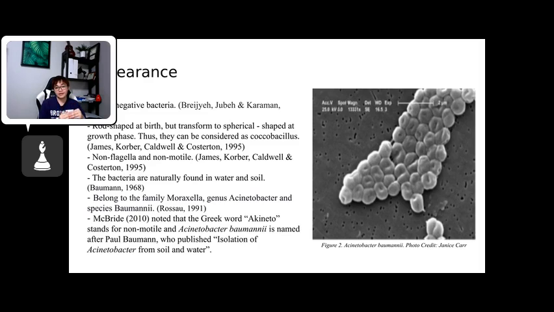Once again, these bacteria are naturally found in soil and water. They belong to the family Moraxellaceae, genus Acinetobacter, and the species baumannii. The picture right here shows baumannii under the low power magnification of 10x using a digital microscope. This photograph depicts the colonial growth displayed by the gram-negative Acinetobacter baumannii, which was cultured on sheep blood agar medium for a 48-hour time period at a temperature of 37 degrees Celsius.